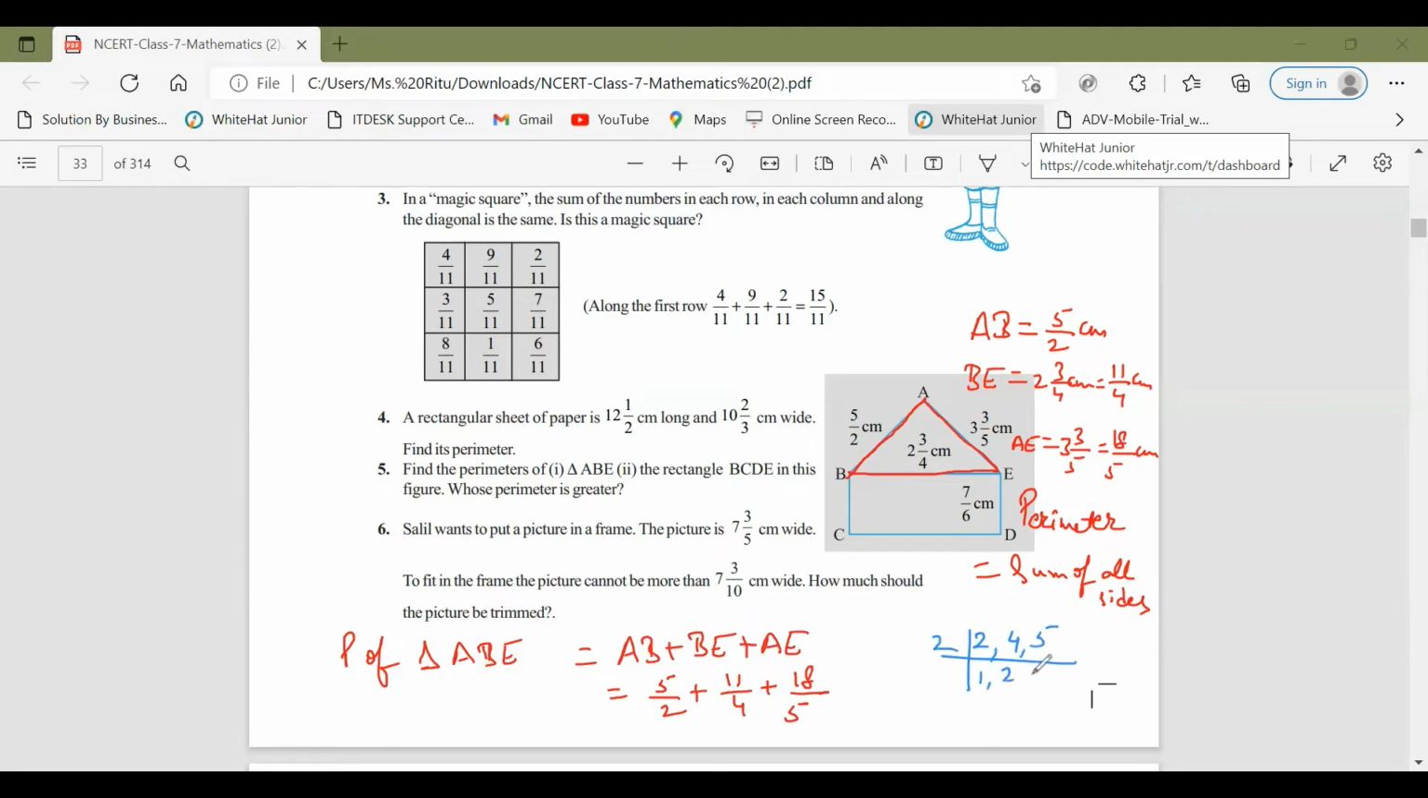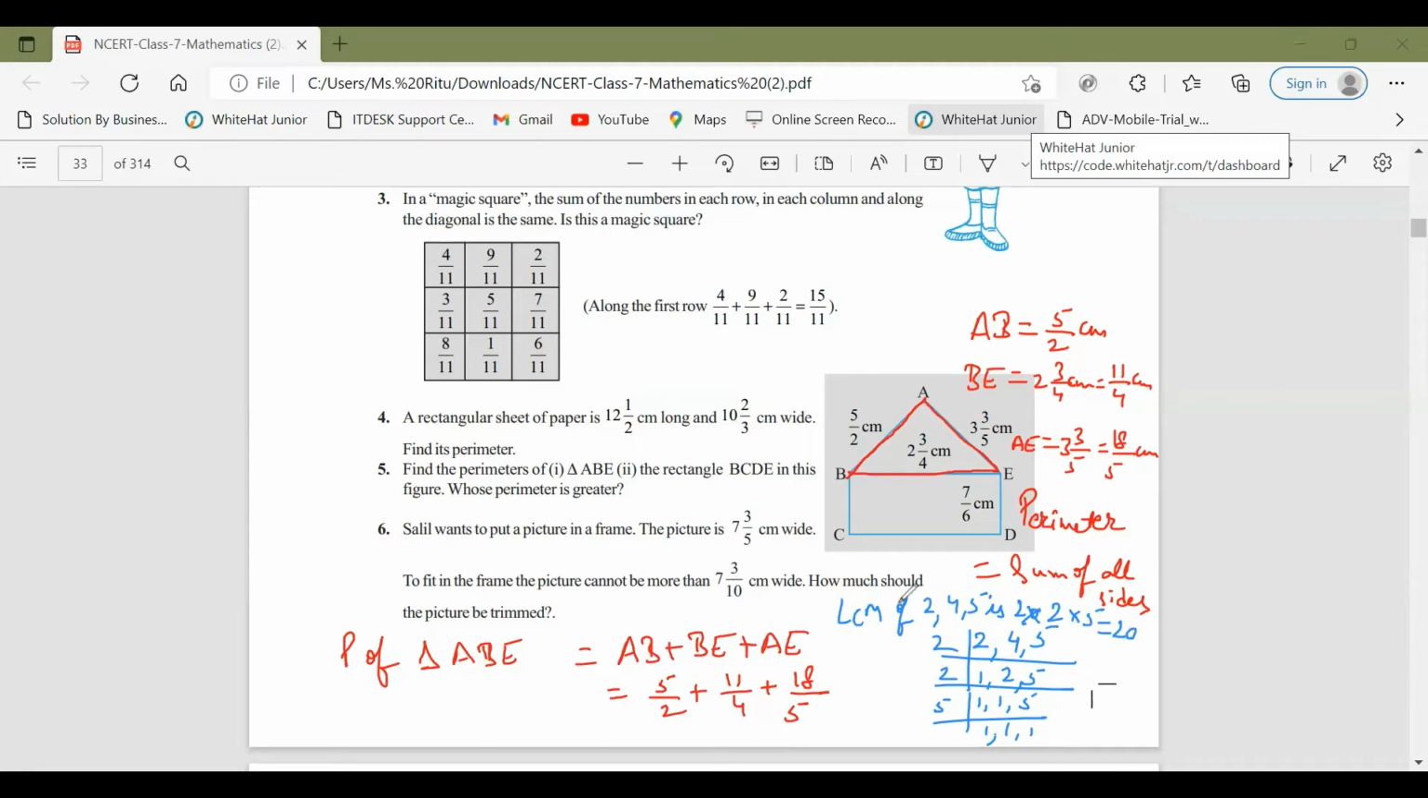2 1s are 2, 2 2s are 4, 5 exactly the same. 2 se jayega aur fir 5 se jayega, right? So the LCM would be 2 2s are 4, 4 5s are 20. So you will write LCM after this. LCM of 2, 4, 5 is 20. Okay, you will write like this: 2 multiply 2 multiply 5, that is 20.